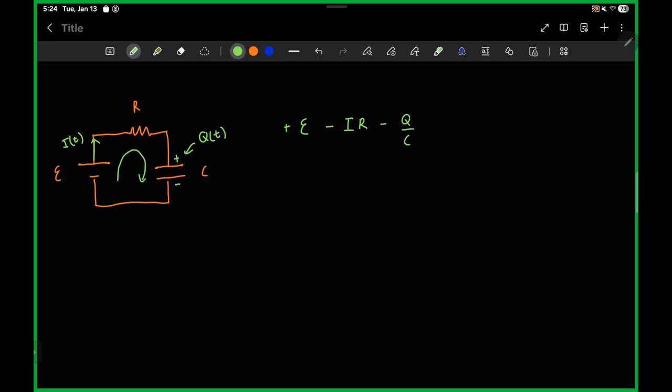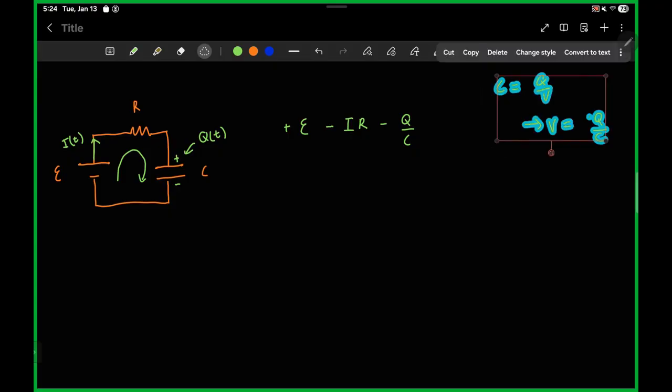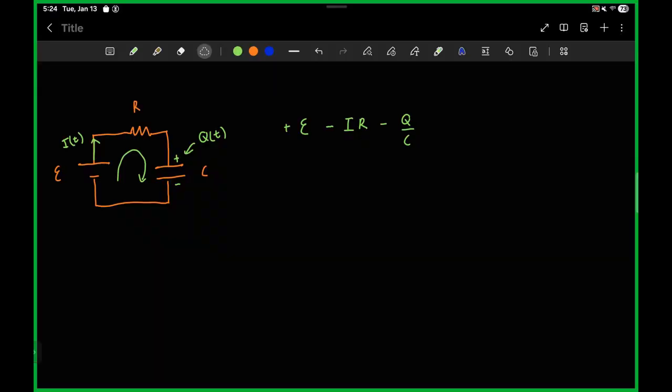And so we have our potential across the capacitor, which will be minus Q over C. Recall that I am getting this by using the definition of capacitance, C equals Q over V. Therefore, V is equal to Q over C. And so at that point, we return to our starting position, and so we can go ahead and set this equal to 0.